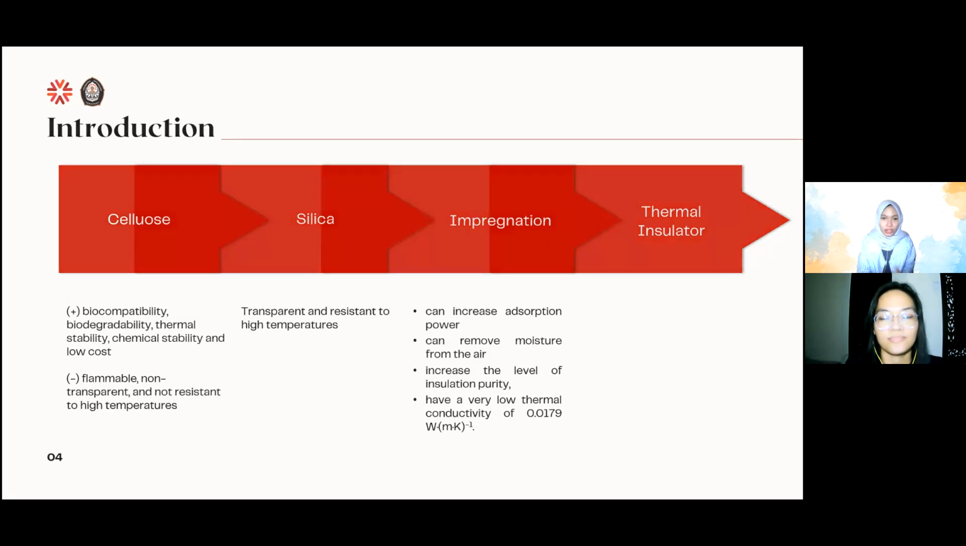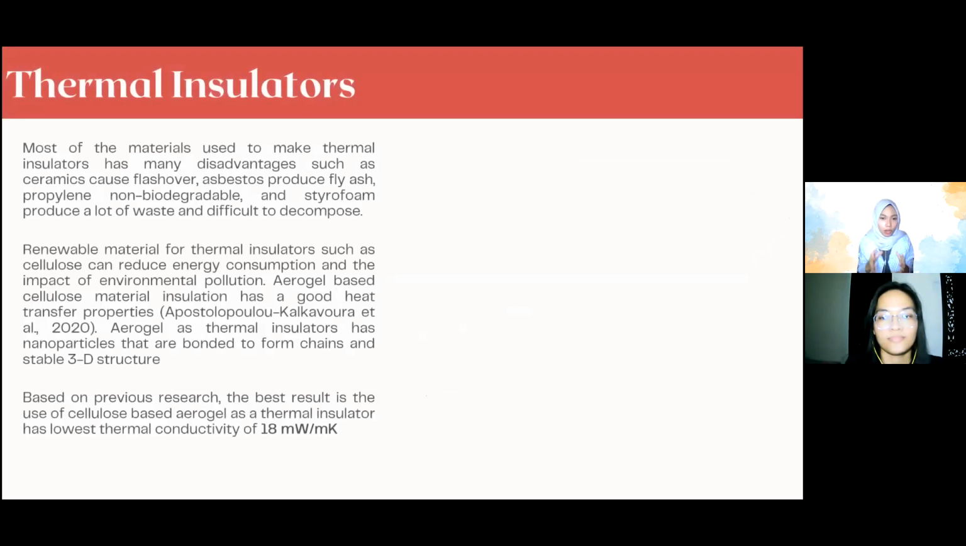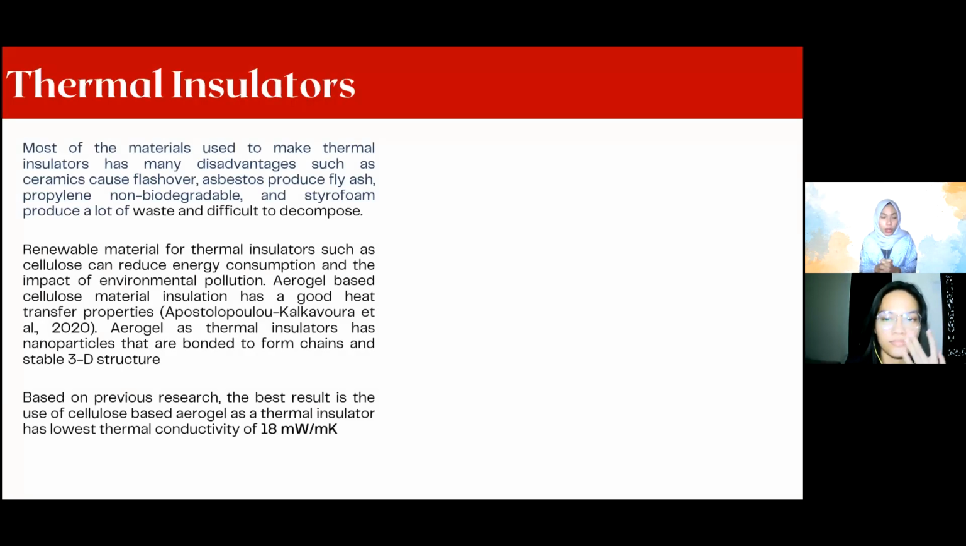Most of the materials used to make thermal insulator have many disadvantages, such as ceramic can cause flashover, asbestos can produce fly ash, polypropylene is non-biodegradable, and styrofoam produces a lot of waste and is difficult to decompose. Renewable material for thermal insulator such as cellulose can reduce energy consumption and the impact of environmental pollution.